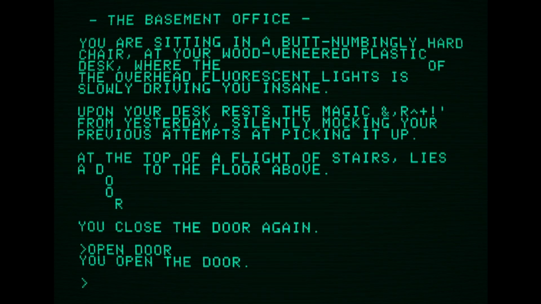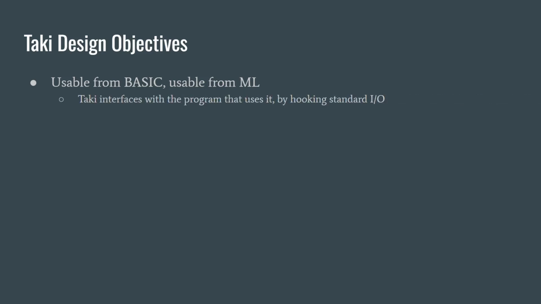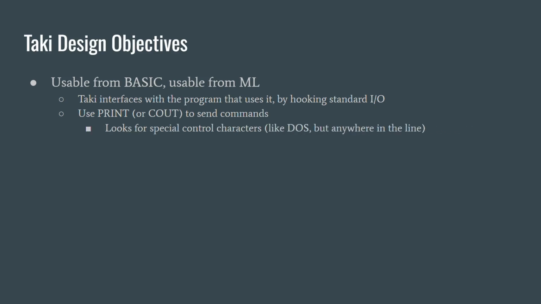There are only a few explicit design goals for Taki. The first was that Taki must be usable from BASIC, but also usable from machine language programs, perhaps without BASIC having to be loaded. With this requirement in mind, Taki interfaces with the calling program by hooking the monitor's standard input and output routines, and the developer can issue commands by printing them out and prefacing them with a special control character, just like you do with DOS commands in BASIC, except that Taki's character is recognized anywhere in the line, and not only after a carriage return, because Taki often needs to be enabled for a word or two in the middle of a line.